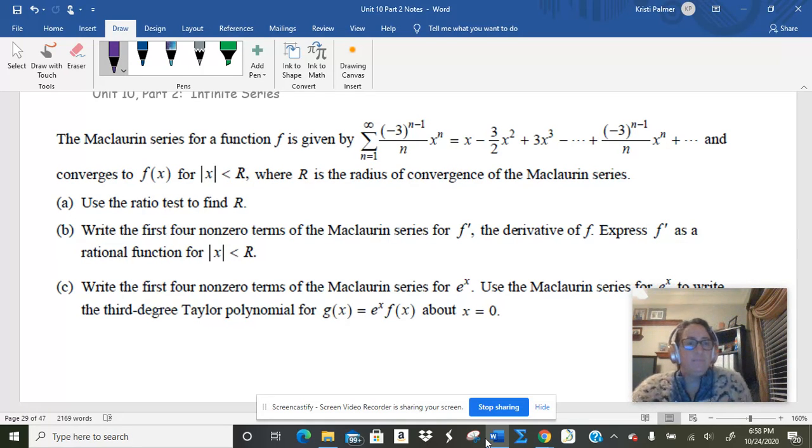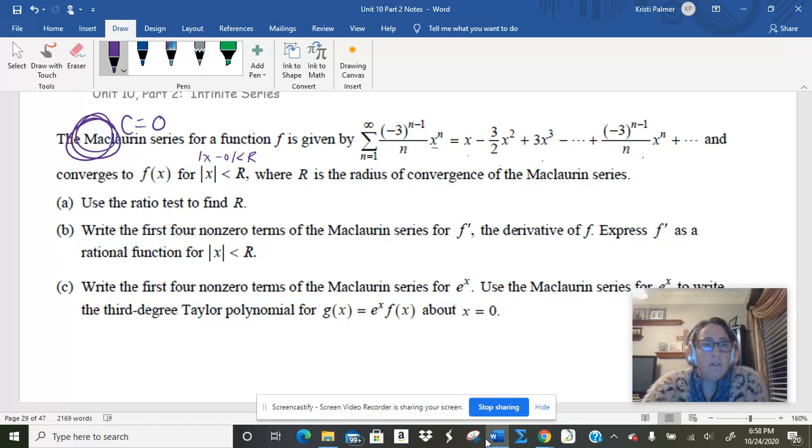So, first one, Maclaurin. Ooh, we haven't seen that in a while. What do we know? We know we're centered at 0. So the Maclaurin series here, and here I can see I'm centered at 0, is this right here. They give us the first 3 non-zero terms, the general term, and then they say it converges for some absolute value of x less than r, and we are good because we're centered at 0. So they've kind of already simplified that. And r is the radius of convergence. Great. A, use the ratio test to find r.